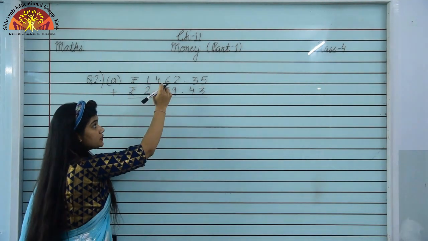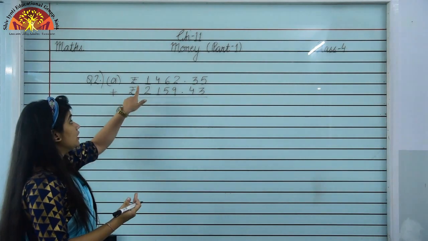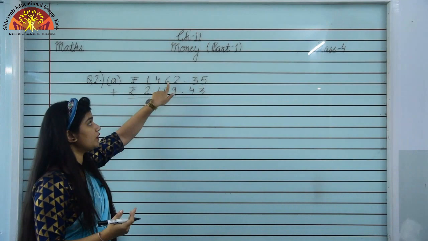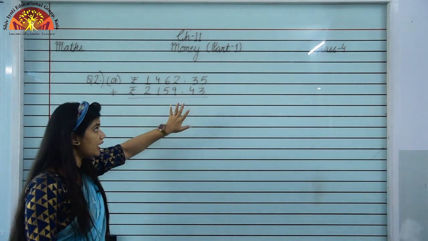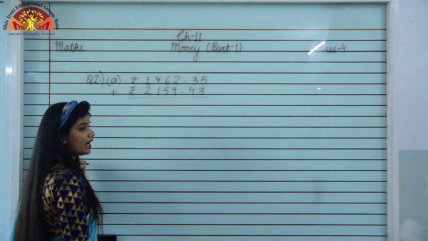Rupees 1462.35, or we can read it like rupees 1462 and 35 paisa. Is it clear? Now we are going to add them.